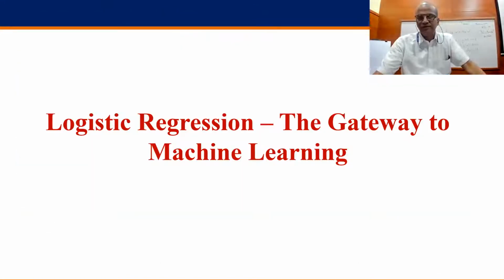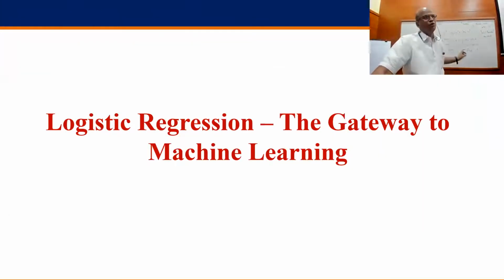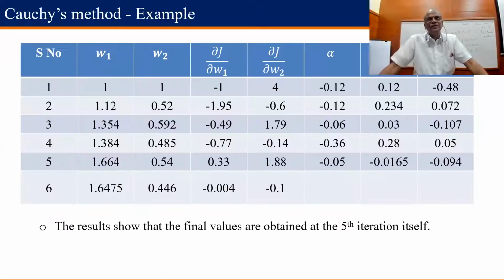But now, class, please tell me. So, Cauchy's method, find optimal weights. I put this PowerPoint. Now I solved one more problem on the blackboard, which got the point across in a better way. Somebody should respond. Huh?